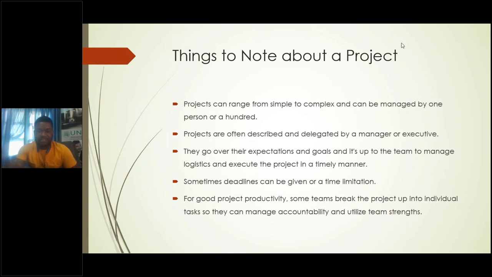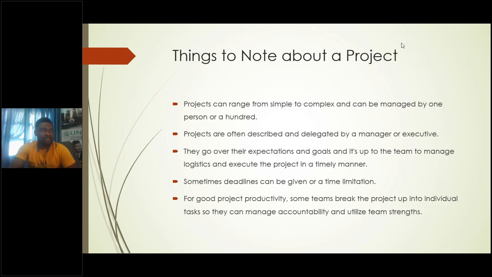Okay, projects are often described and delegated by a manager or executive. That's number two. You don't just walk into a site and start undertaking a project. Somebody must sign it off. Usually we have what we call the project sponsor. The project sponsor is the owner of the project. He finances the project from start to finish.